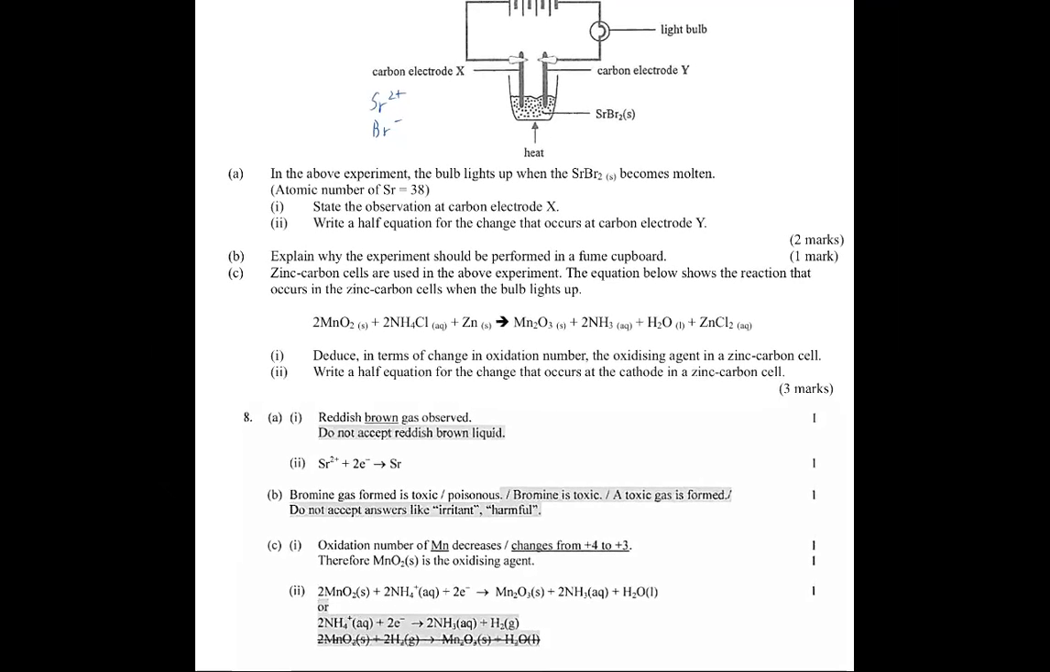And then C, deduce in terms of change in oxidation number. So you need to work out or show me the way that you work out which one is the oxidizing agent. If only brown color is observed for A1, I think that answer is incomplete. It's not wrong, but it's incomplete. I don't think you can get full marks for that answer.